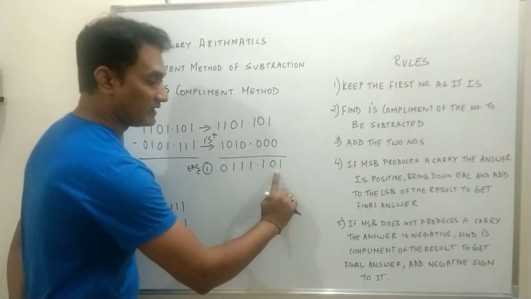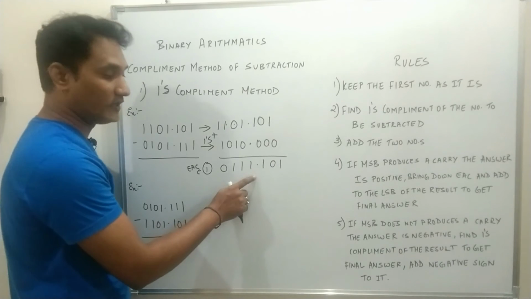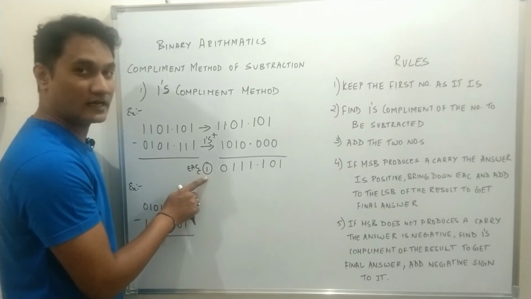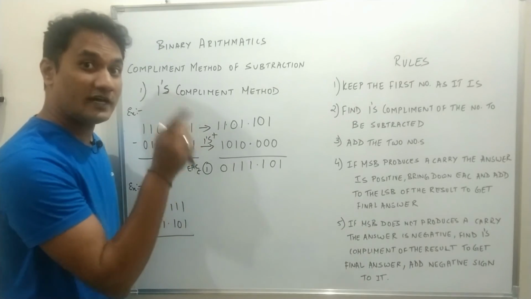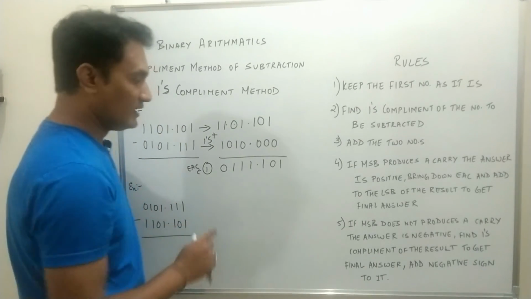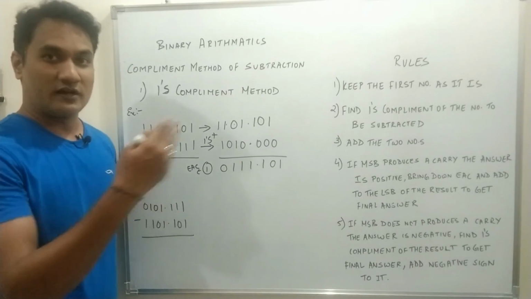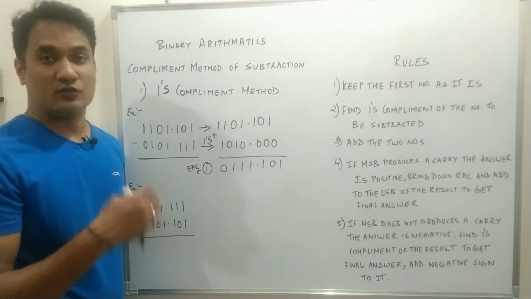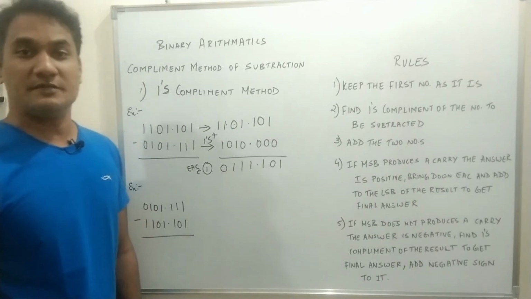So this is your result now. This is not the final result. This is an intermediate result. What you have to do is add the end around carry to this intermediate result, to the LSB of the intermediate result, to get the final answer. So in this number, which is the LSB, we have already tried to understand that concept where I have explained MSB and LSB.